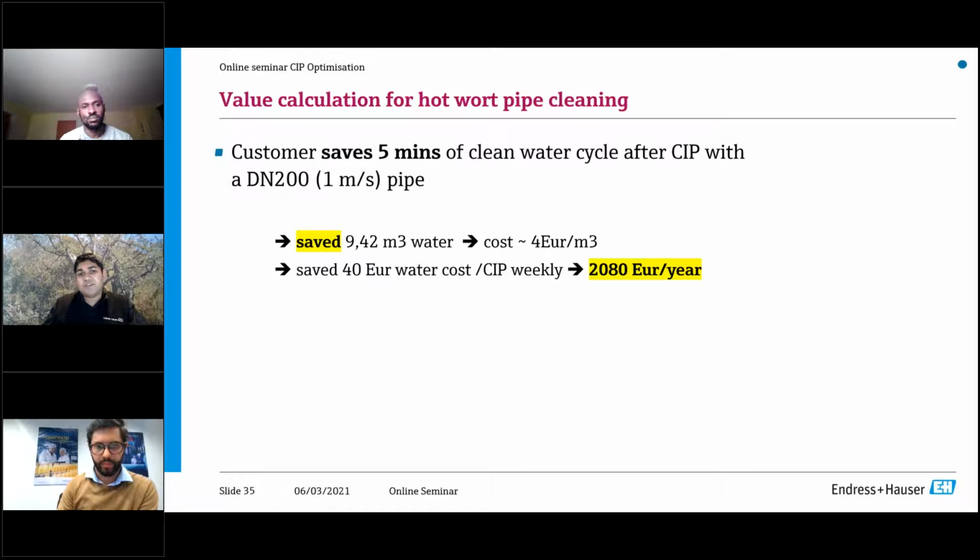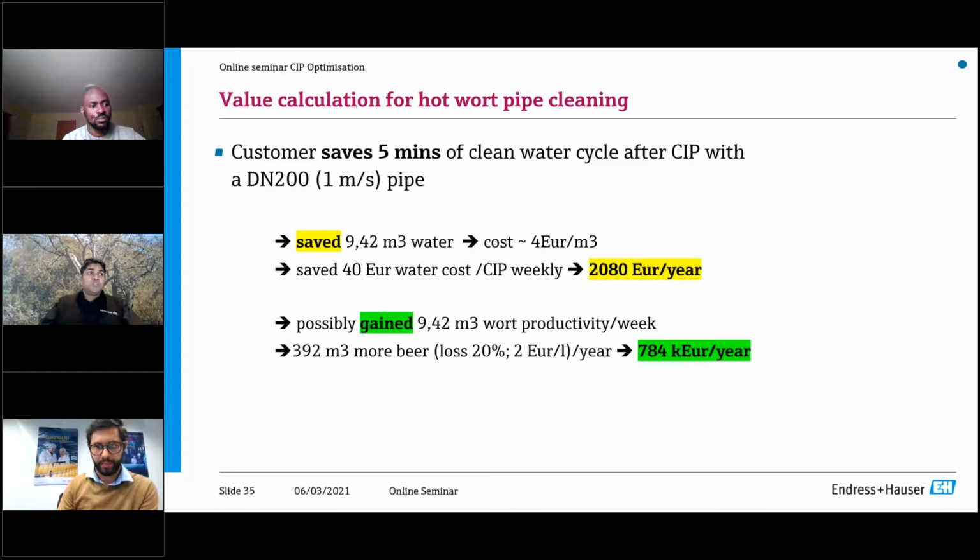Just 5 minutes of saving on your cleaning water cycle in a DN200 pipe at around 1 meter per second, you save around, call it, 10 cubes of water. If the water costs around 4 euros a cube, that equates to, especially if you have CIP every week, around 2,080 euros per year. You also gain in production time, because you're reducing your CIP time, thus increasing your production time.